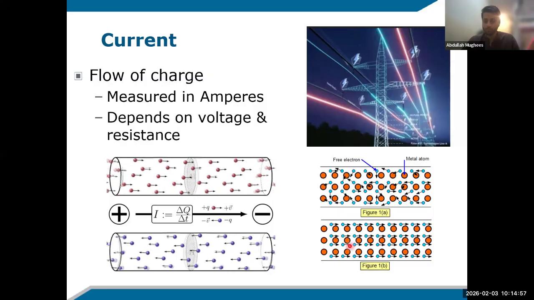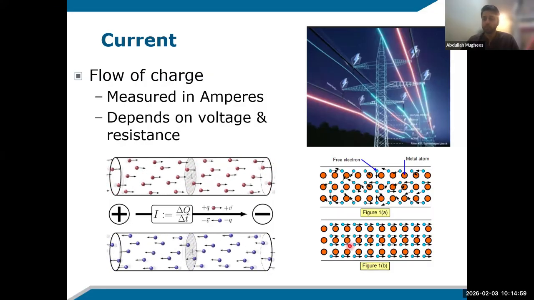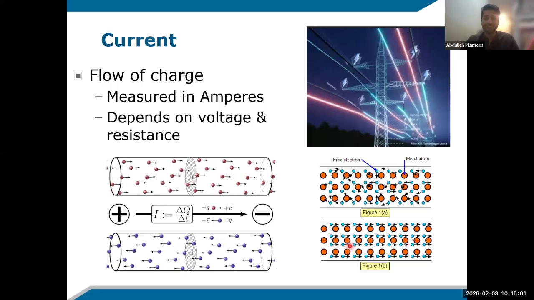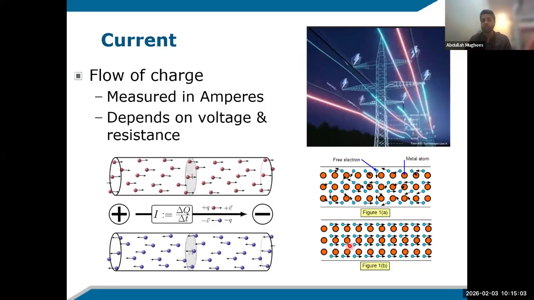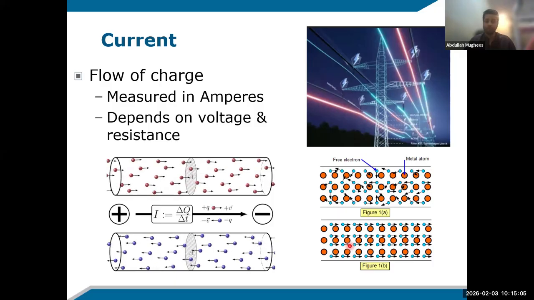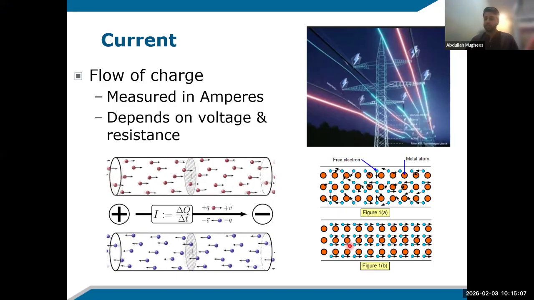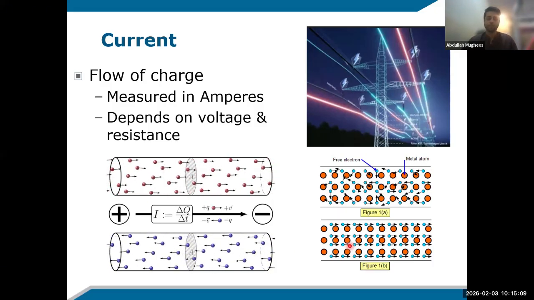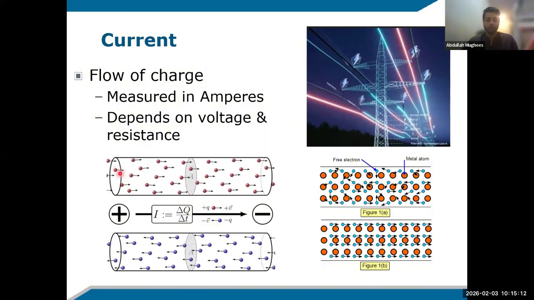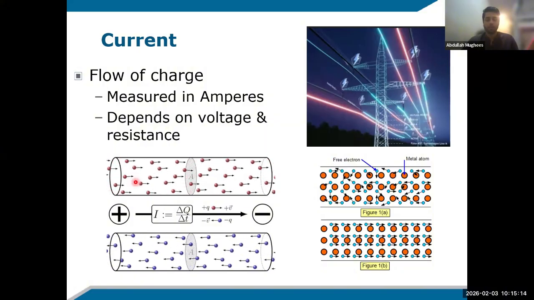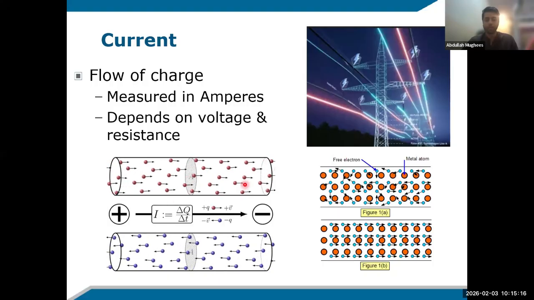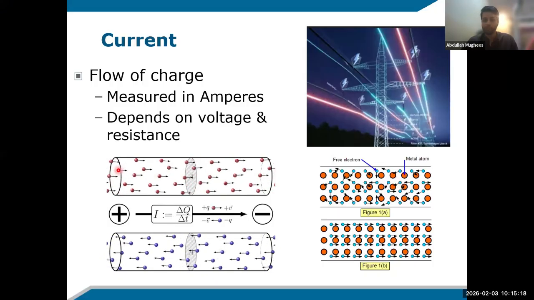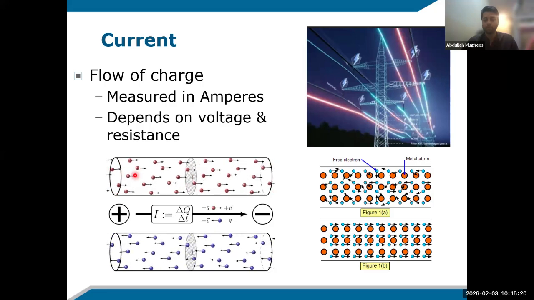Well, we need to provide voltage. If we provide voltage, an electric field is created which pushes all these electrons in a certain direction, and their movement starts the current process. Here we can see that all of these electrons, these red dots, are moving in a cylindrical wire or metal piece, and they're all moving from left to the right side.